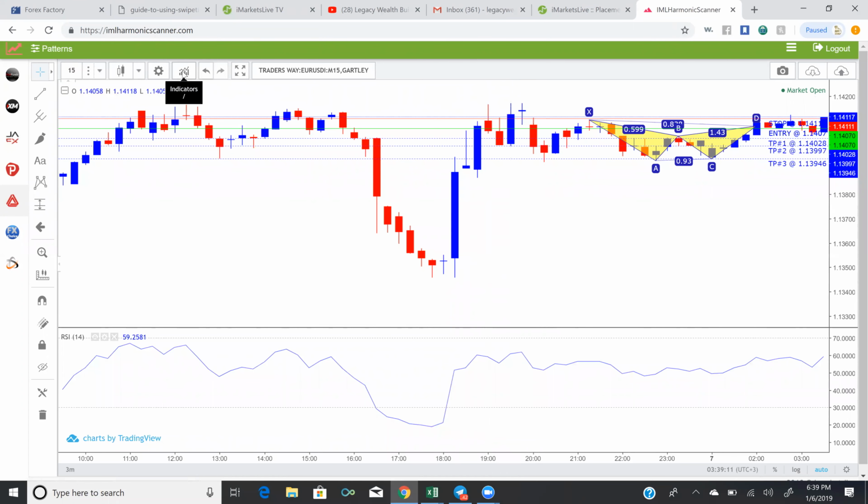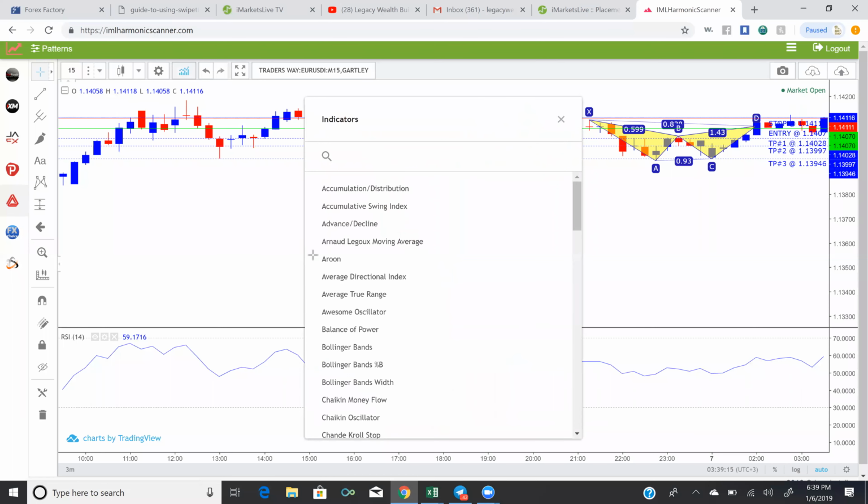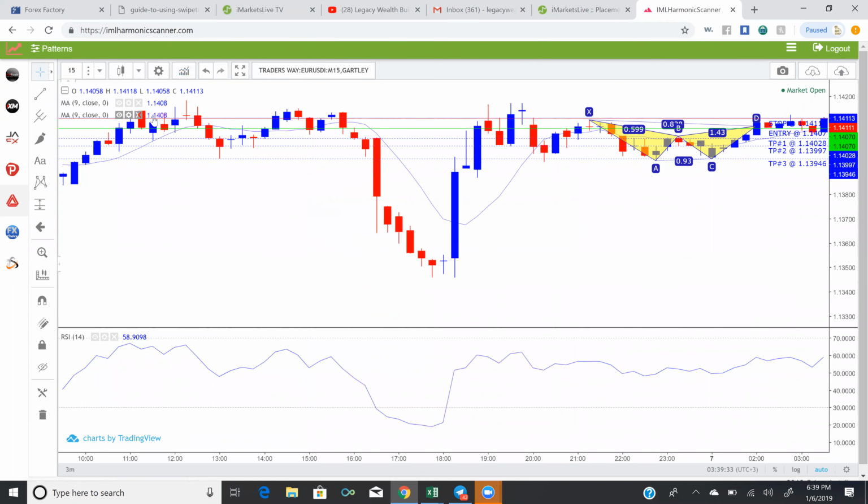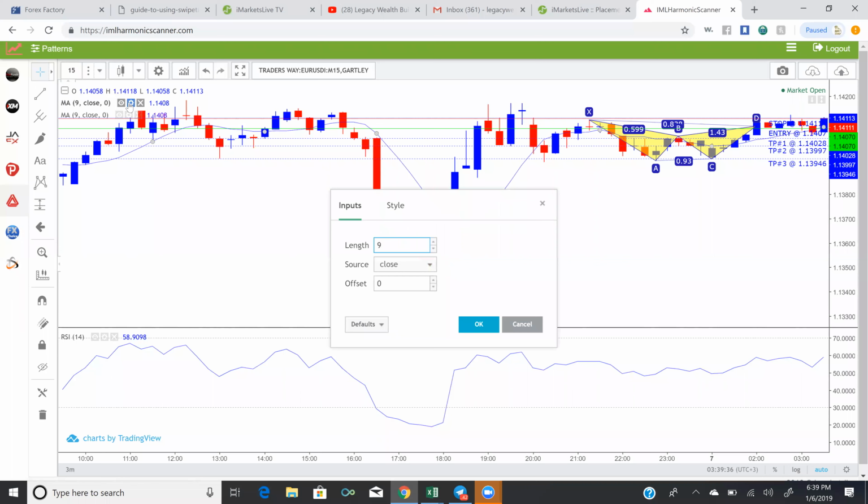I'm going to go to this indicator button right here, click indicators. Am I recording? I don't remember anymore. Yeah, I am. And I'm going to type moving averages. Click on it twice. The wheel will give us the way we can change the indicators.